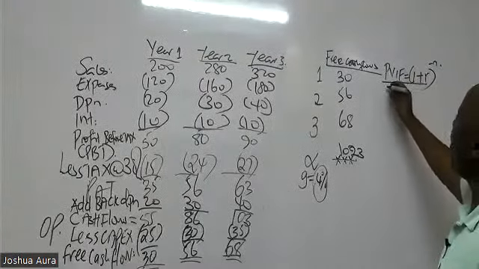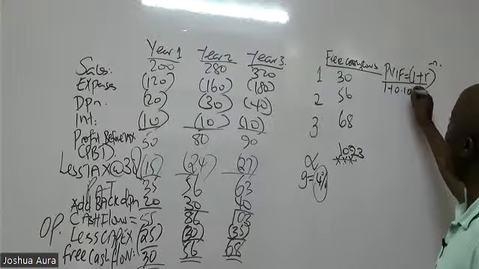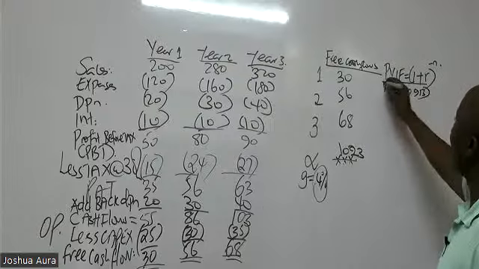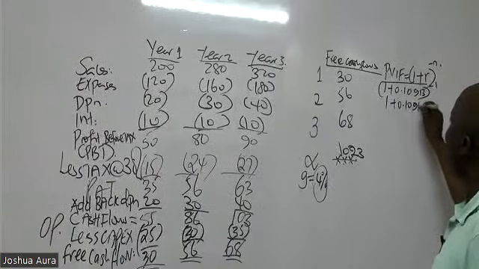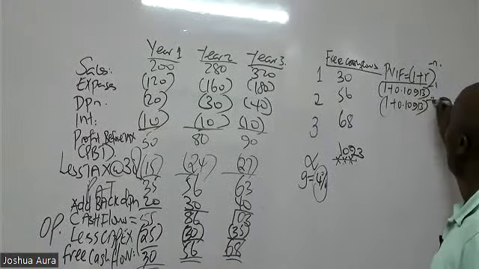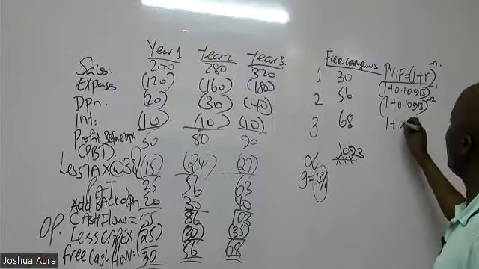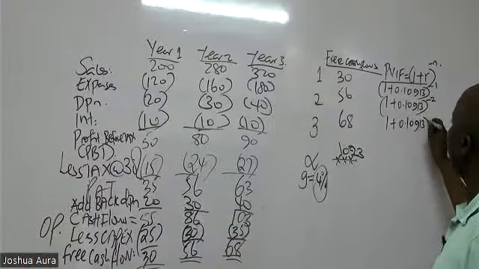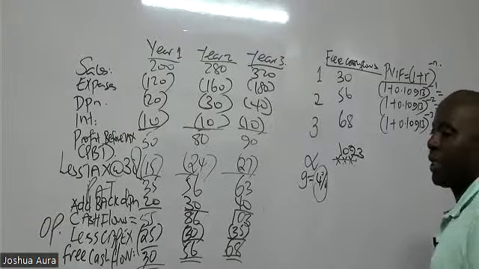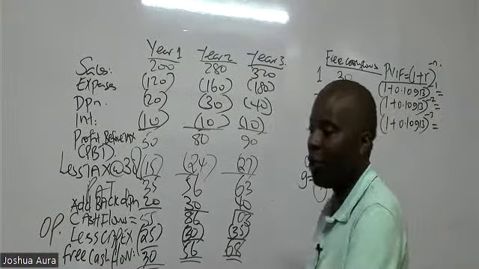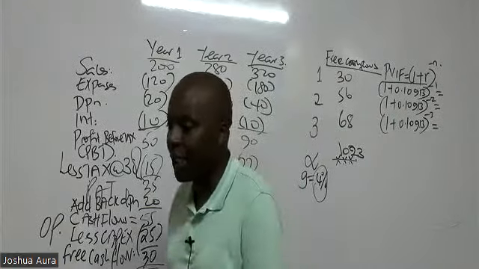So PVIF here will be 1 plus 0.10913 raised to minus 1, 1 plus 0.10913 raised to minus 2, 1 plus 0.10913 raised to minus 3. Could you kindly give us these answers in 4 decimal places?